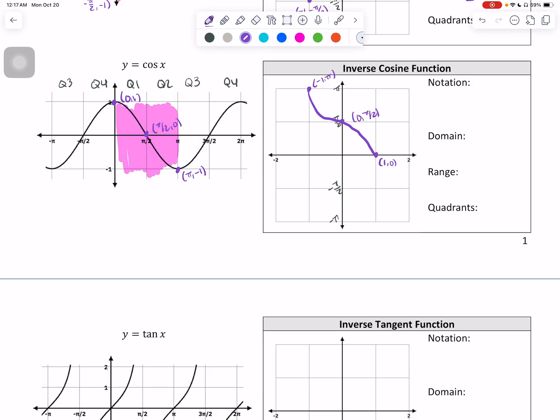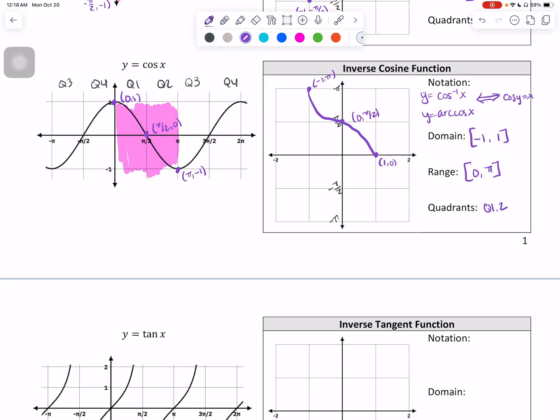All right, so the notation for this would be y equals cosine to the -1 power, or arccosine. And again, these are the same thing as saying cosine y equals x. Okay, our domain of the inverse is going from -1 to 1. Our range is going from 0 to pi. And the quadrants are quadrant 1 and 2.